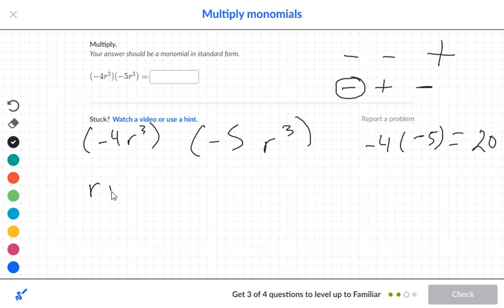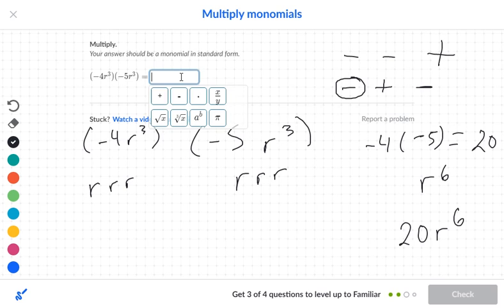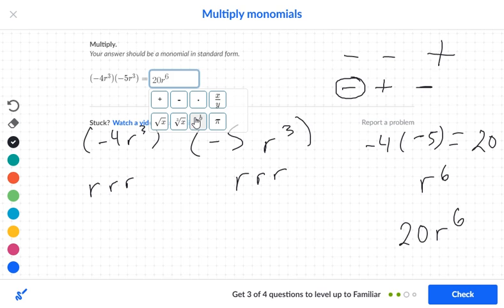So let's write out our letters. We have 3 letter R's and 3 letter R's. So let's count this up. Right here we have 1, 2, 3, 4, 5, 6. So put it all together. My answer is 20R to the 6. So I come over here, I type in 20, I put down my R, press your AB key, and the AB key brings it up to 6.